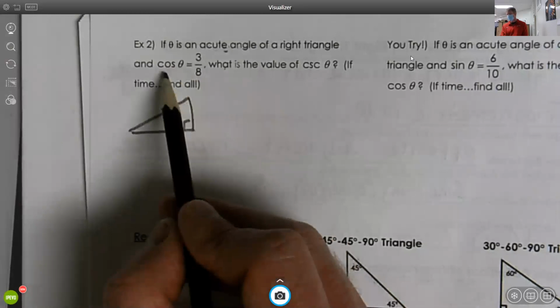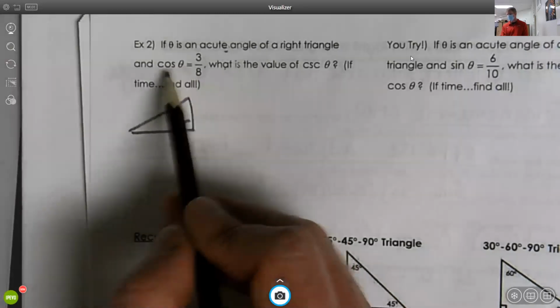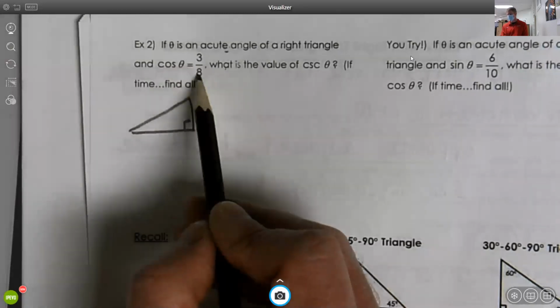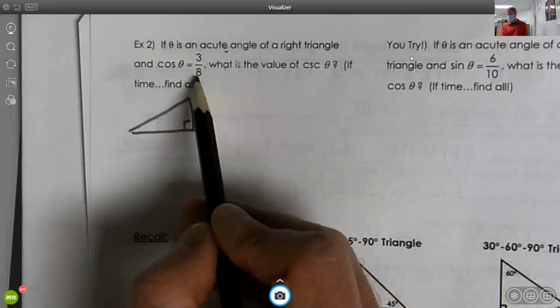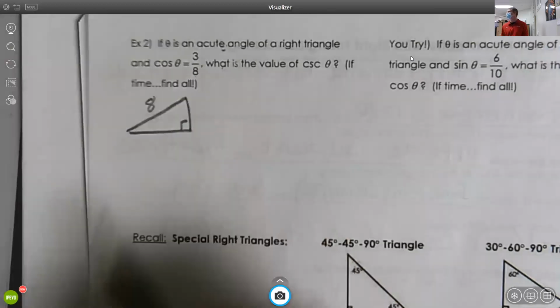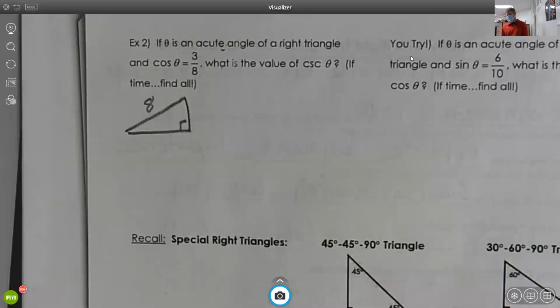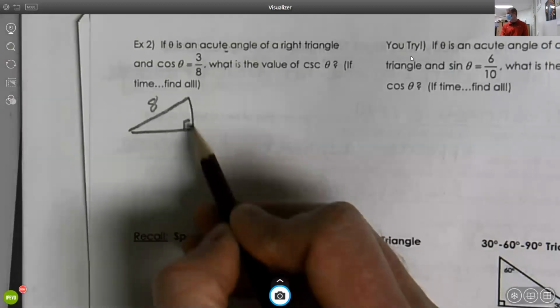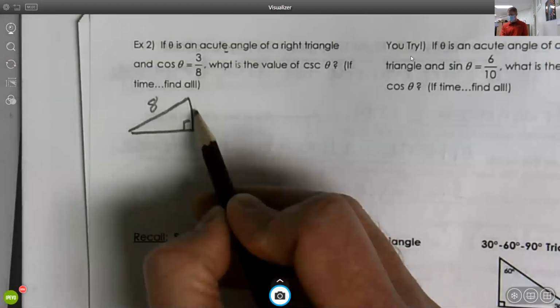Actually, sorry, this is cosine. We have cosine is adjacent over hypotenuse. Cosine has the 8 for the hypotenuse. That would be required. Now, it doesn't really matter where you put your 3 as long as theta is related to it. Since my 3 sounds like a pretty small number, I'm going to place it here.